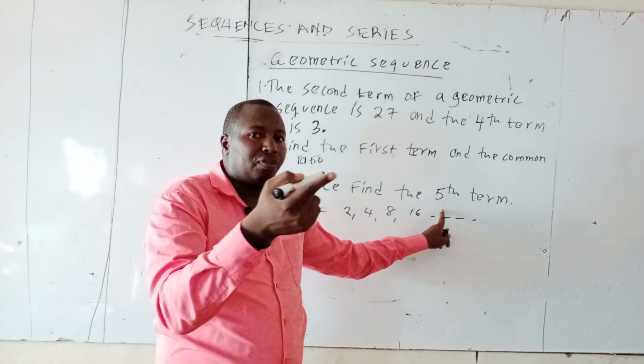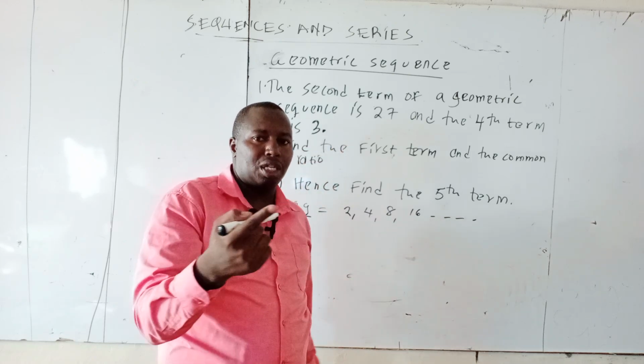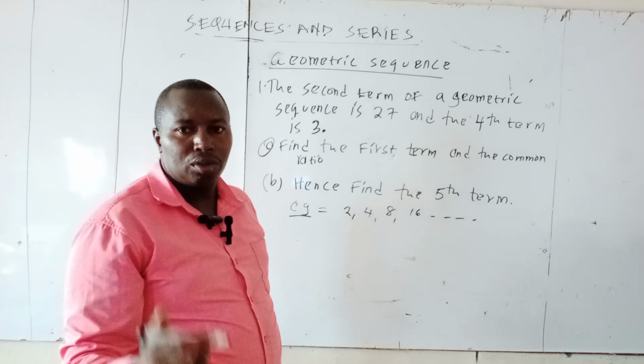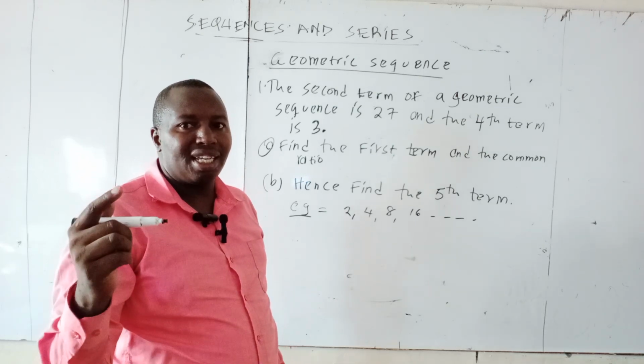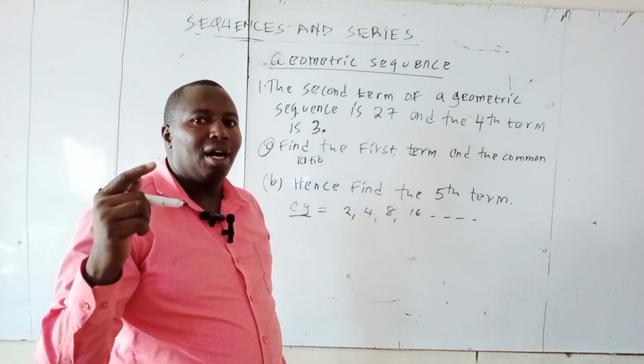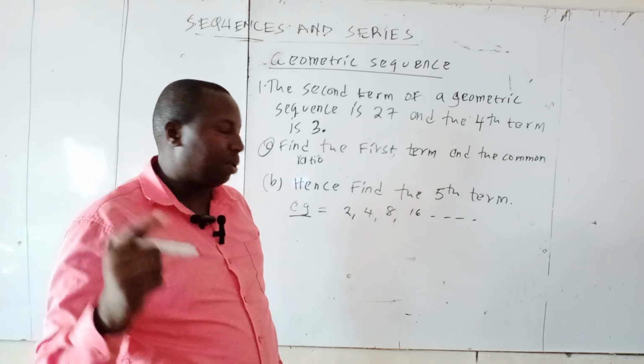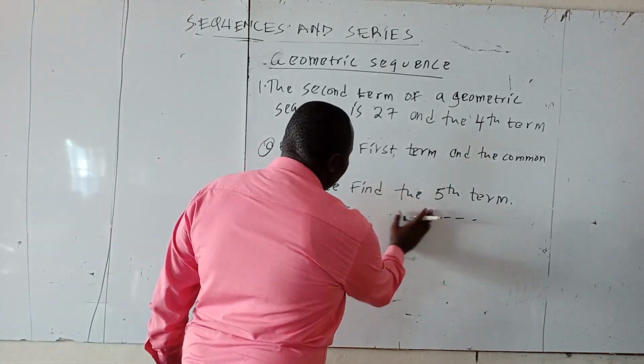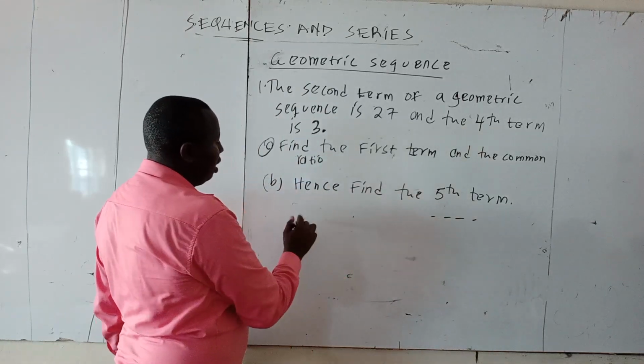Then from there it will be 64. Then from there it will be 128. You are multiplying the preceding term by 2. So therefore, that's an example of a geometric sequence.